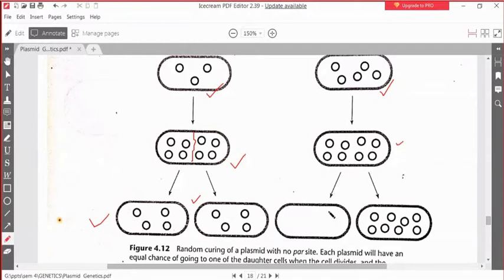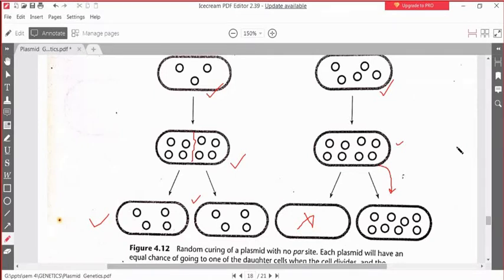But this is the point. If all 8 copies of the plasmid get passed to only one cell and the other cell lacks any plasmid, this is called plasmid curing. And a plasmid can avoid being lost in subsequent generations by the help of the plasmid partitioning system.